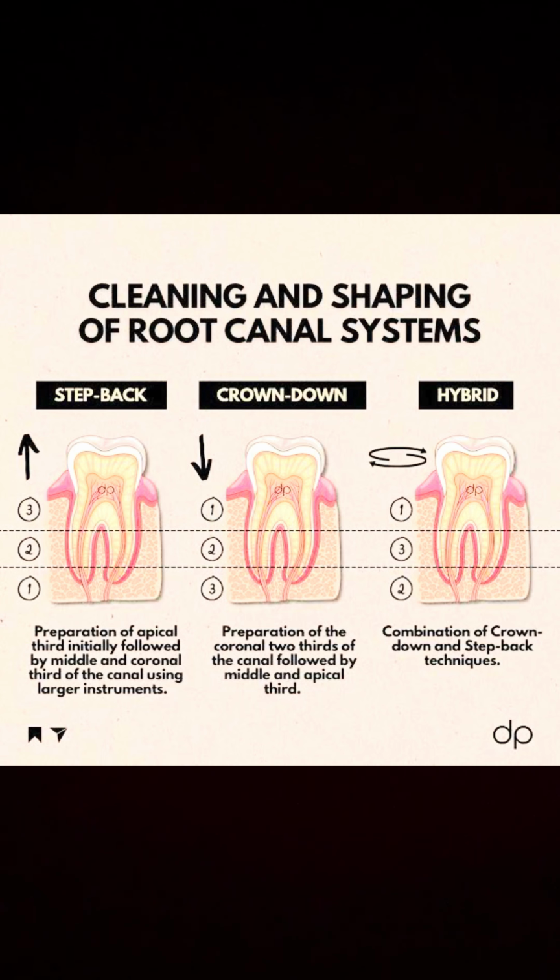The coronal third of the root canal contains the maximum pulp tissue, and enlarging this space reduces the amount of periapical debris during the shaping procedure. Coronal pre-enlargement is achieved with the help of orifice enlargers or with Gates-Glidden drills.